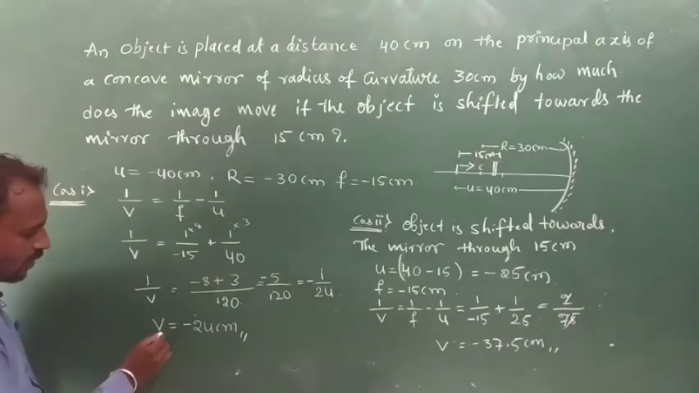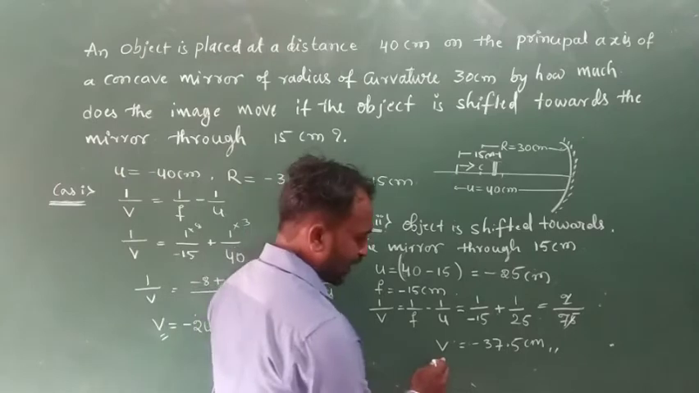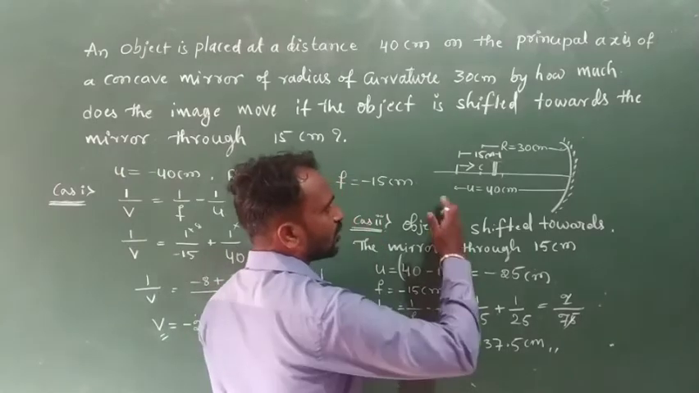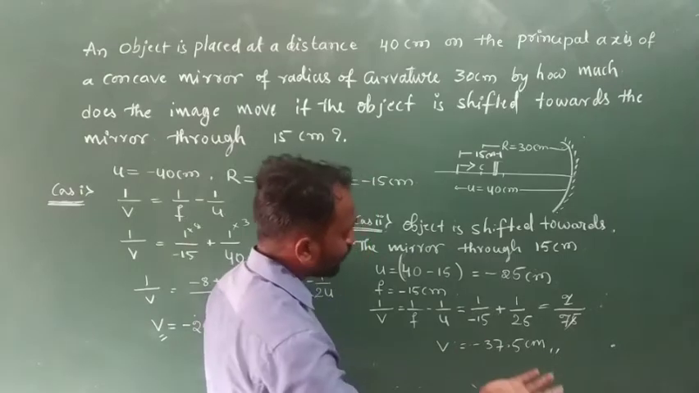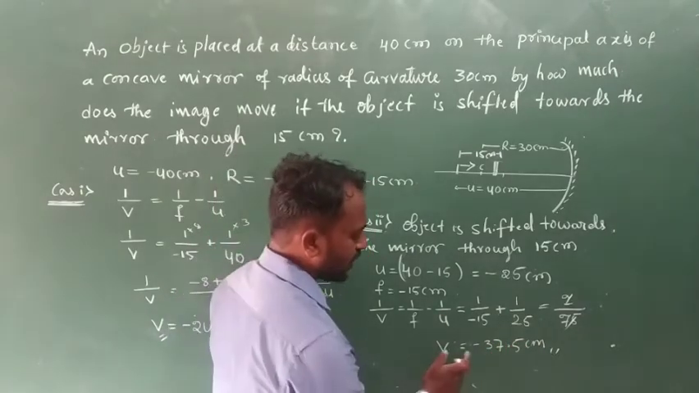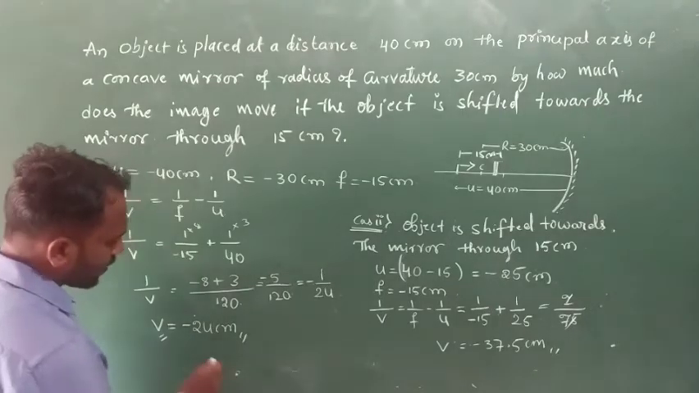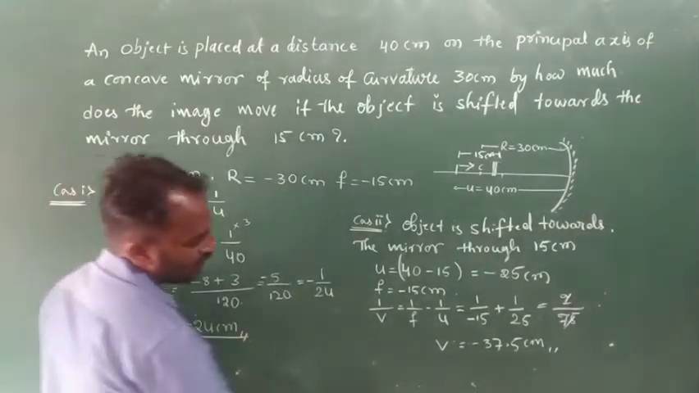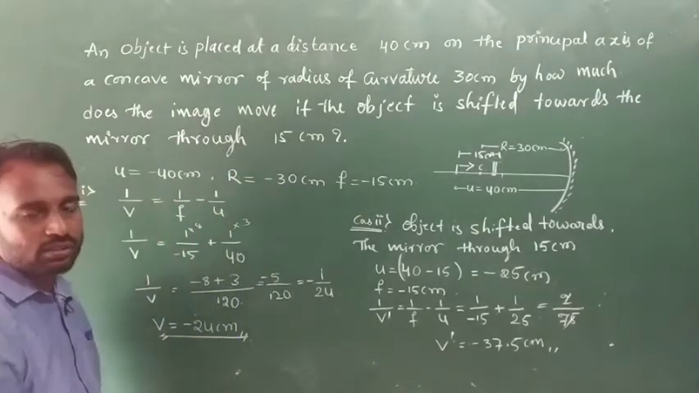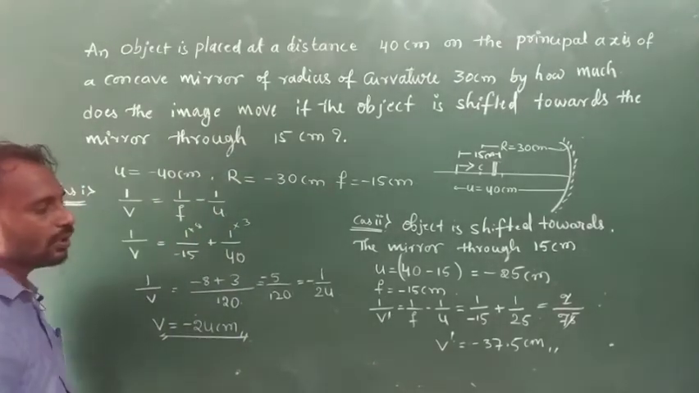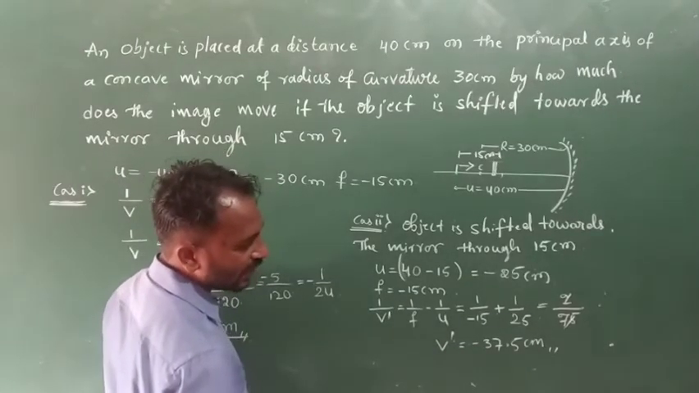So here we get the image distance v is equal to minus 37.5 centimeter. The first image we consider minus 24 centimeter, and the second image, when the object shifted towards the mirror, has image distance v equal to minus 37.5 centimeter. This one we consider v, and this one is v dash. After shifting the object towards the mirror, the image position is minus 37.5 centimeter.